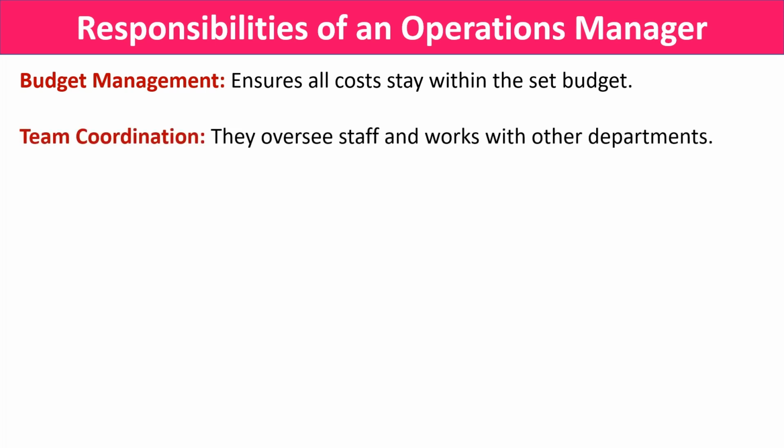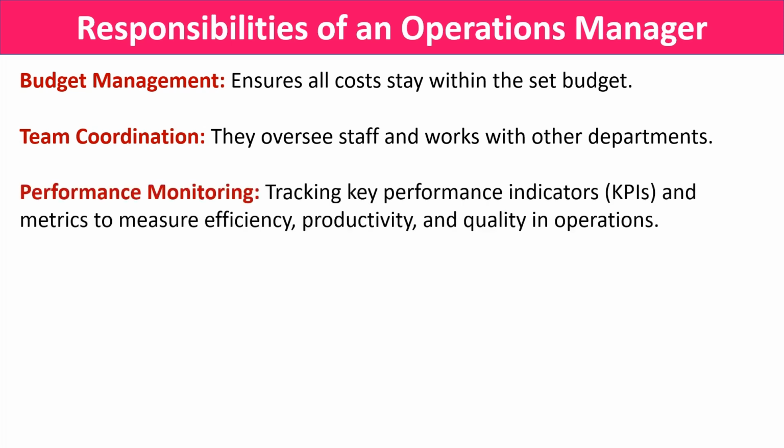Team coordination. They oversee staff and work with other departments. Overseeing the staff ensures everyone knows their roles and responsibilities and how they contribute to the bigger picture. Performance monitoring. Tracking key performance indicators, the KPIs, and metrics to measure efficiency, productivity, and quality in operations. An operations manager tracks indicators like productivity, efficiency, and quality to measure how well operations are going.